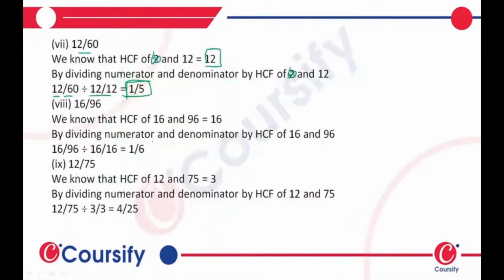So we know that the HCF of 16 and 96 is equal to 16. By dividing the numerator and denominator by the HCF of 16 and 96, so 16 by 96 divided by 16 by 16 equals 1 by 6, is the answer. It's perfect.